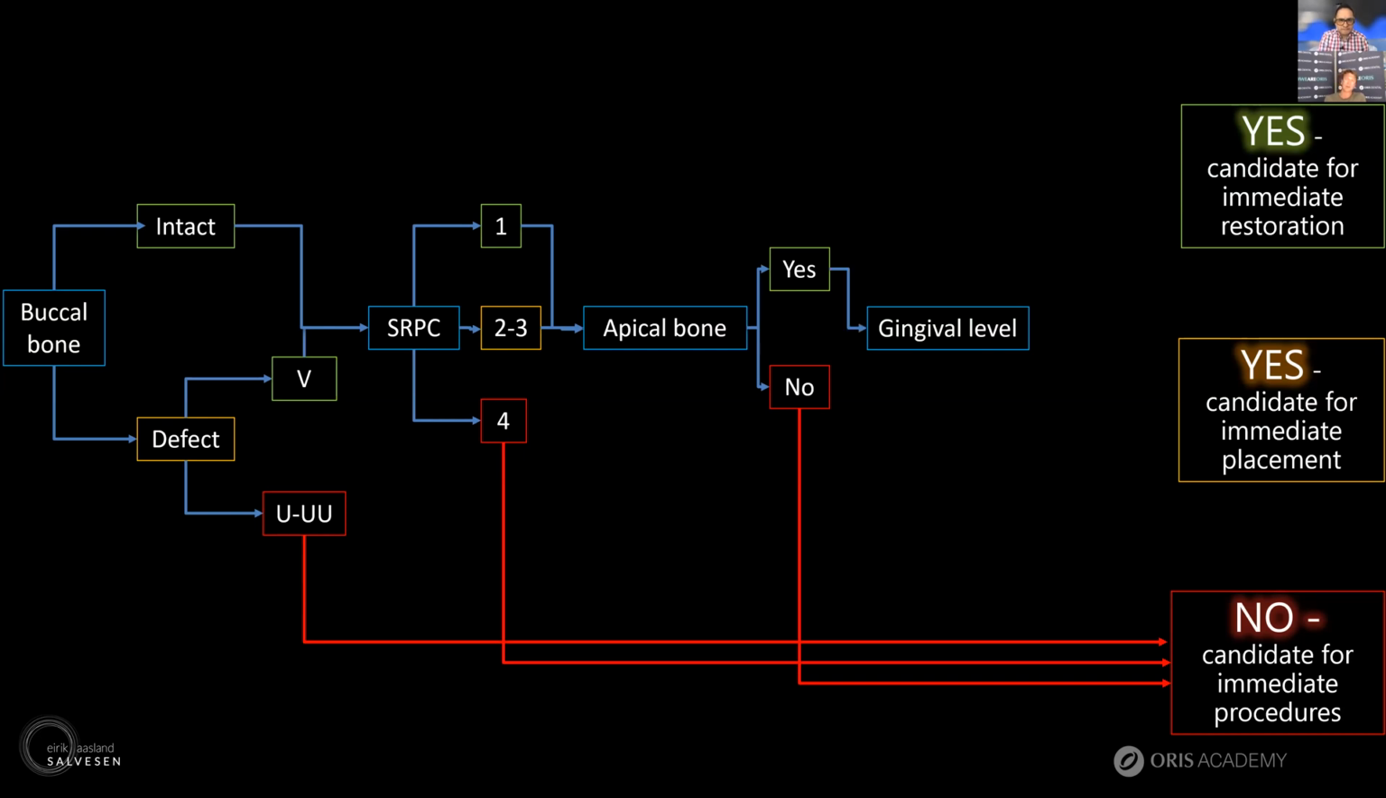If it's a yes, look at the gingival level. And remember now the positive and the negative part of this one, if it's a higher or lower gingival margin. If it's positive, it's not only a candidate for immediate placement, also a candidate for immediate restoration. If it's a negative one, it might still be a candidate to place the implant, but it's not a candidate for restoration.